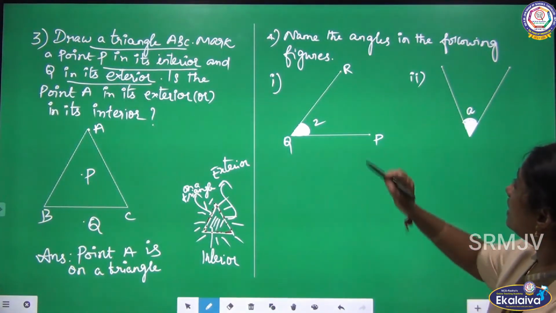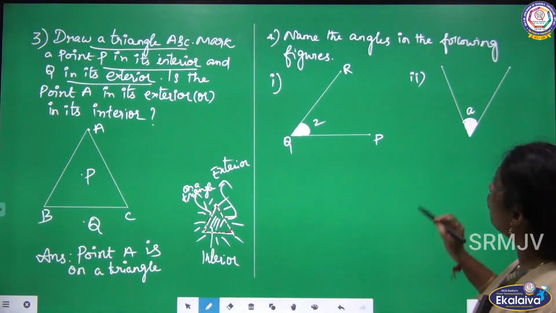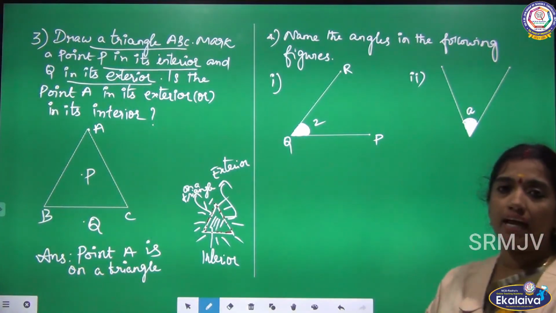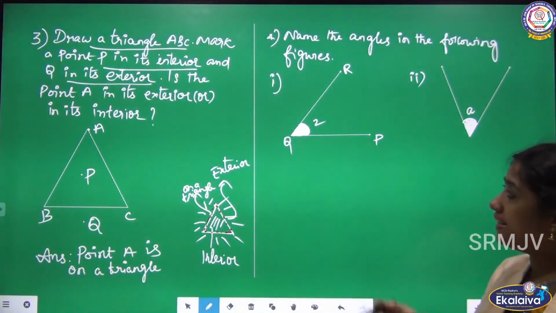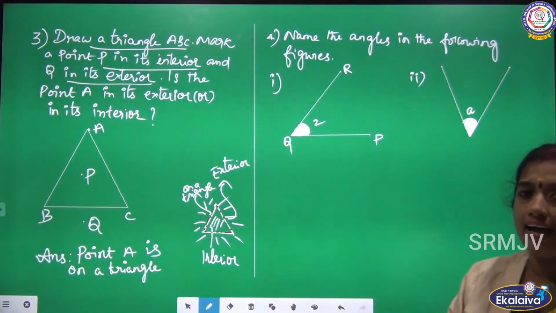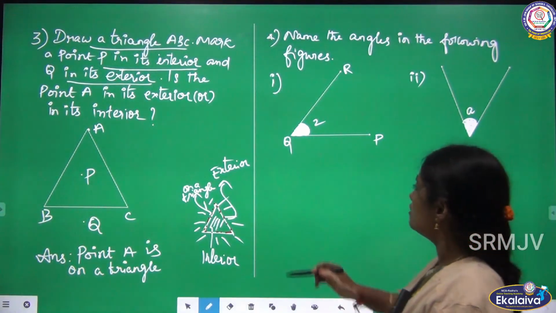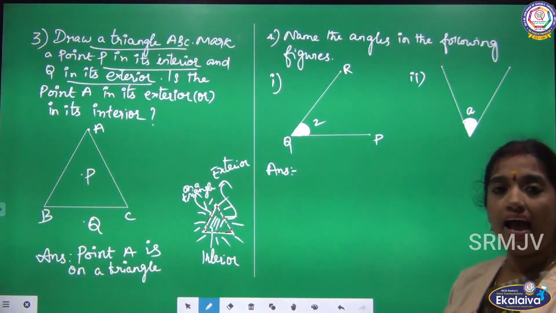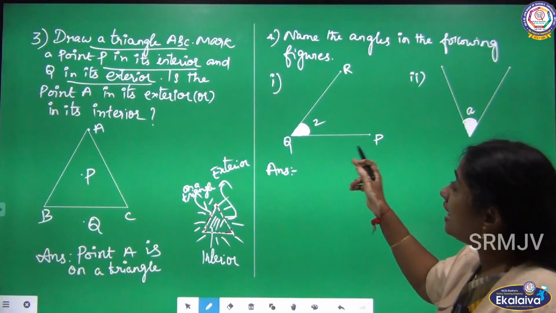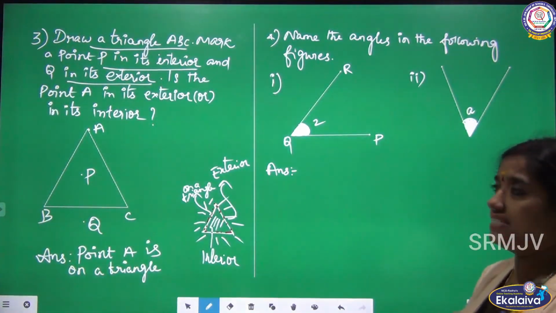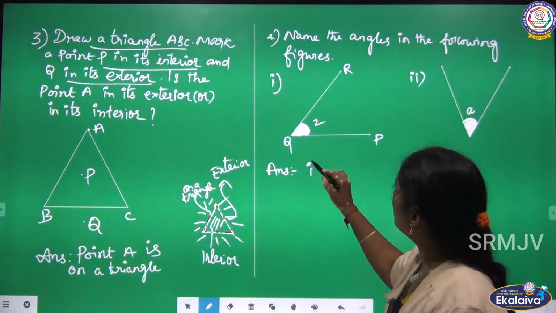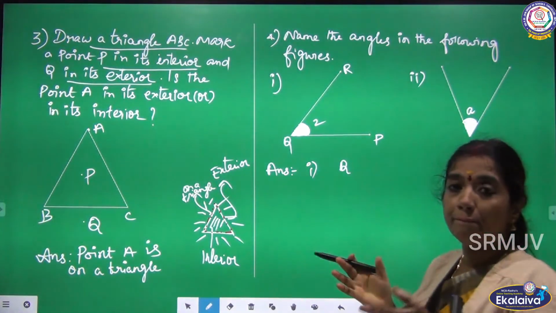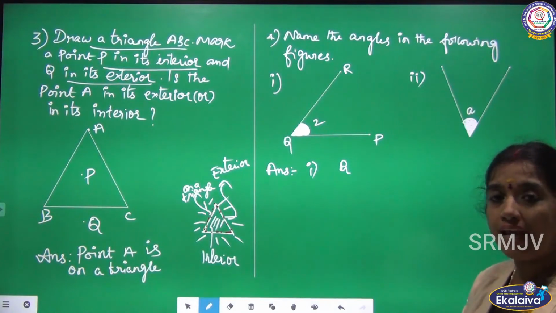Next, name the angles in the following figures. See where the angles are formed, that I am going to find out. Where the vertex is, there the angles are formed. Is it clear? So listen, where the vertex is, there the angles are formed. See here, I can write this in 3 types. The first one: the angle is formed at Q, so Q should be in the middle.